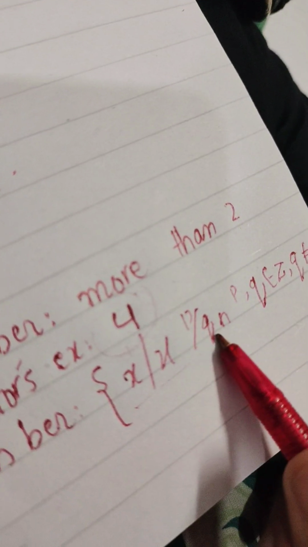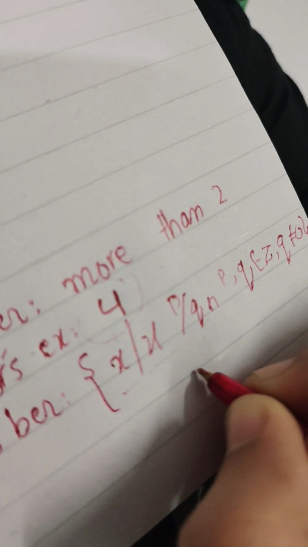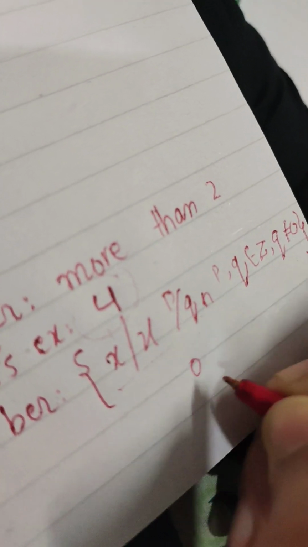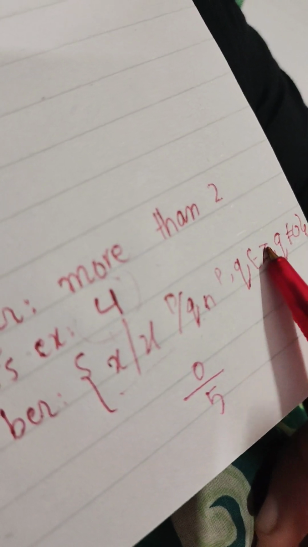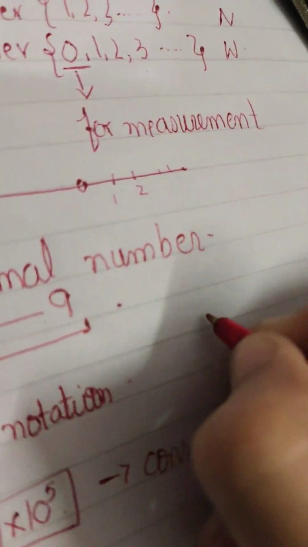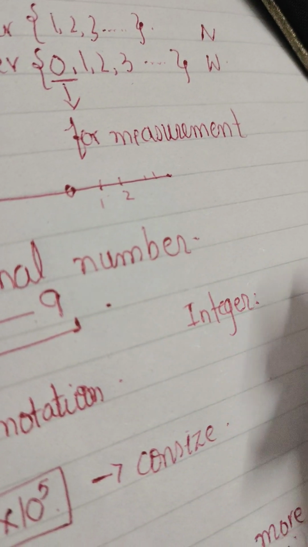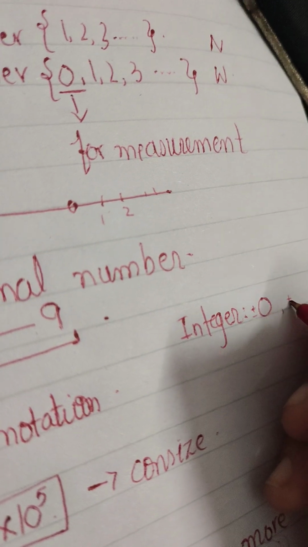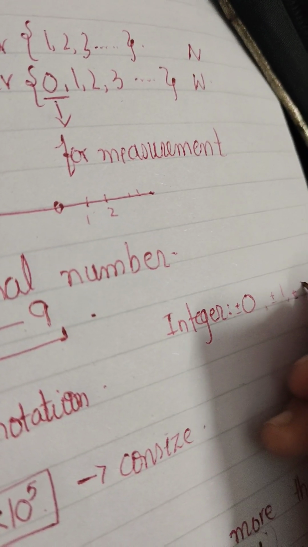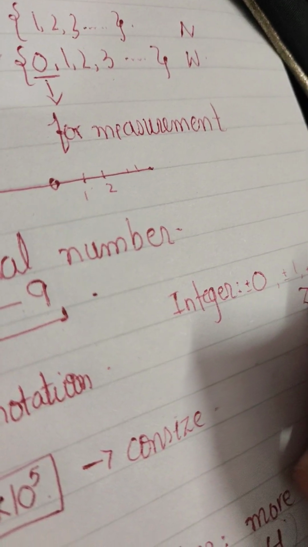So p/q is a random number. For example, I would say p is 0 and q is 5. So p/q is an integer. Let me tell you about integers as well. Integers are the basic numbers that start from 0 and have the values plus minus 1, plus minus 2. These are called integers and this is denoted by Z.